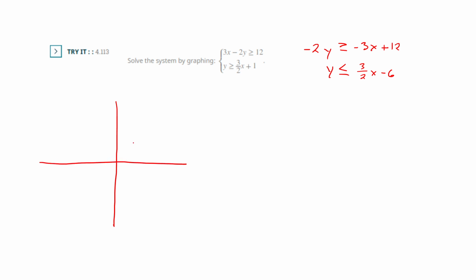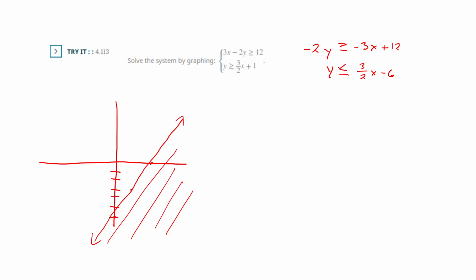All right, I'm going to graph this as if it was an equal to. I've got -6 there. Up 3, 1, 2, 3 over 2. Up 3 over 2. Now, it's an equal, so it's getting a filled-in line. All right, and we want the y's that are less than this line, so we're going down here. Remember, I flipped the inequality sign when I divided by that negative.